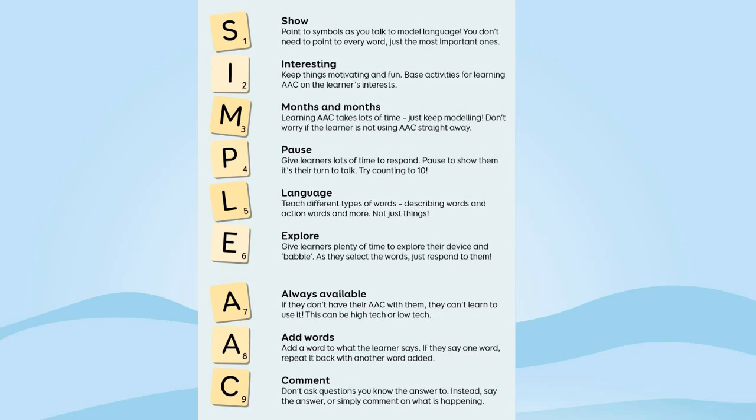A stands for always available, and obviously, if they don't have access to their AAC, they can't learn to use it. This can be high tech or low tech. So, although Supercore is built as a high tech grid set, there are low tech grids available to download from the website for Supercore and Supercore learning grids, and you can also print from within Grid 3 any grid within Supercore that you might want to use. But it's really important, and those daily grids that we looked at earlier really emphasize the different opportunities that you would have to make AAC always available.